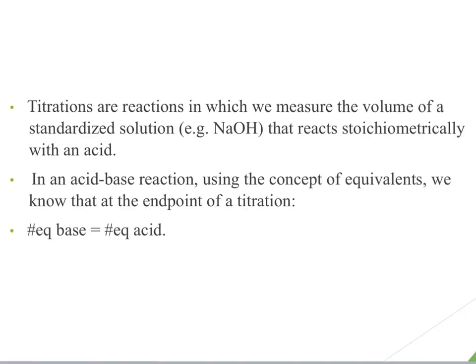So titrations are reactions in which we measure the volume of a standardized solution, for example NaOH, that reacts stoichiometrically with an acid. Now we would know the strength of either the acid or the base, and we know the amount of the acid and the base that we're using. By knowing the strength of one of the chemicals and the amount of both used, we can calculate the strength of that missing chemical.